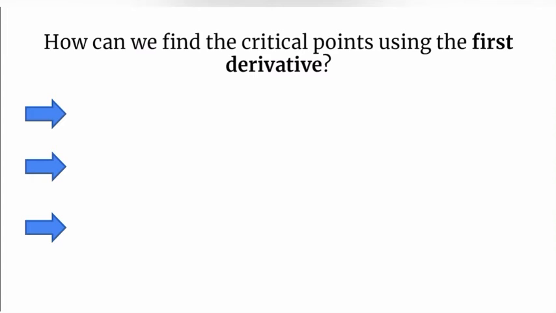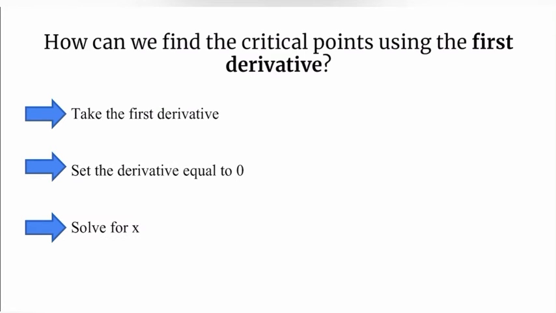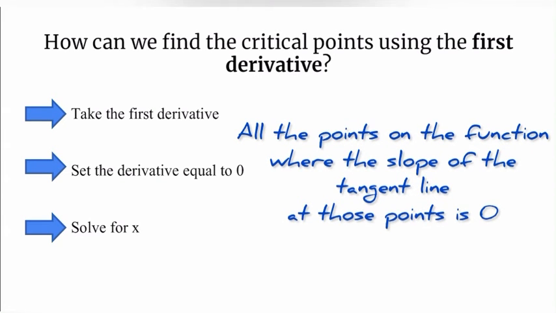Our first step is to take the first derivative of a function. Then, we set the derivative equal to 0 and we solve for x. Remember that the derivative at a point is the same as the slope of the tangent line at that point. So when we set it equal to 0, we're essentially looking for all the points on the function where the slope of the tangent line at those points is 0. Let's look at an example to make this a little more clear.